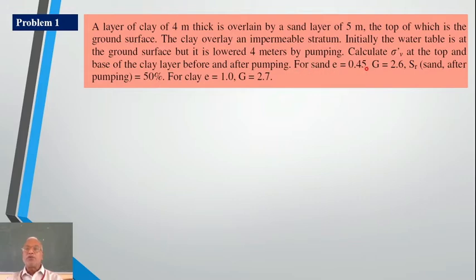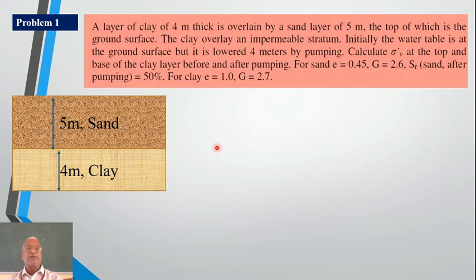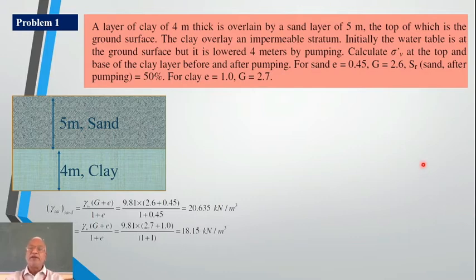For sand, e is equal to 0.45, G is this, Sr, that is sand after pumping, means degree of saturation for sand after pumping it out, 50%. For clay, void ratio is 1.0, G is 2.7. This is the data. Now in these kind of problems, what you have to do is first of all you have to draw the sketch of stratification. So there is a 4 meter thick clay, above that is a sand 5 meter thick, and above that it is open air only, because that is the ground surface. Now there is water right up to the top in the beginning. Then some data has been given like e and G and Sr, right?